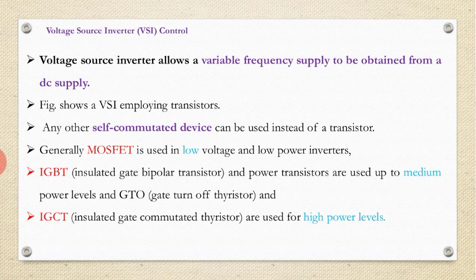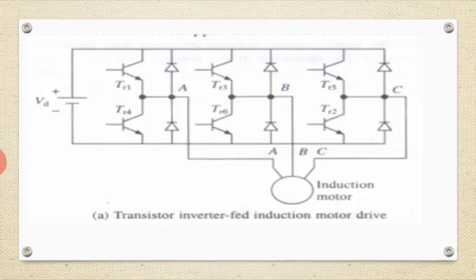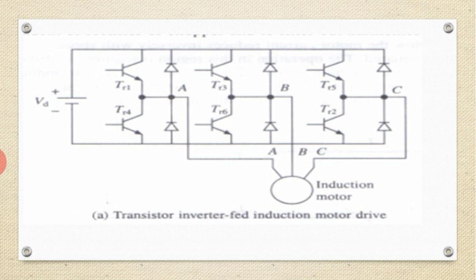Here the figure is shown. Six transistors are used. Nowadays, instead of transistors, self-commutated devices are used. Self-commutated device means there is no need of commutating the device; it has the capability of self-commutation, such as the MOSFET. MOSFET is used for low voltage.